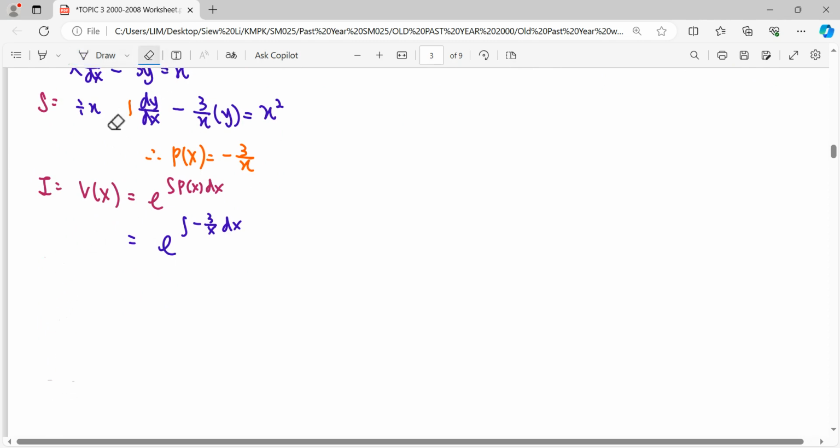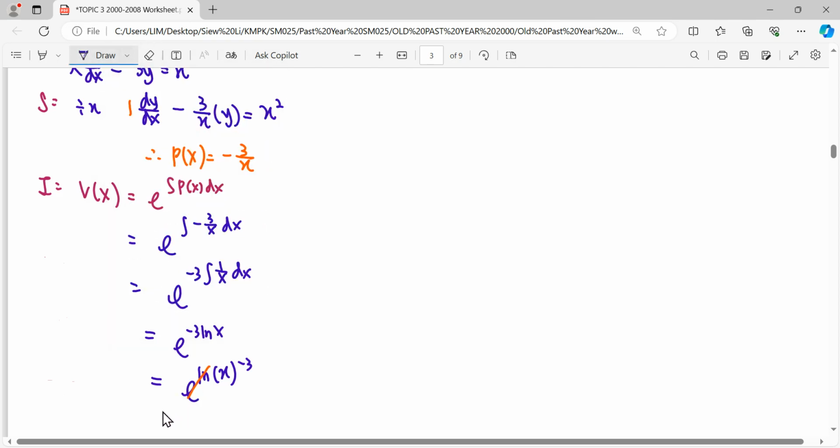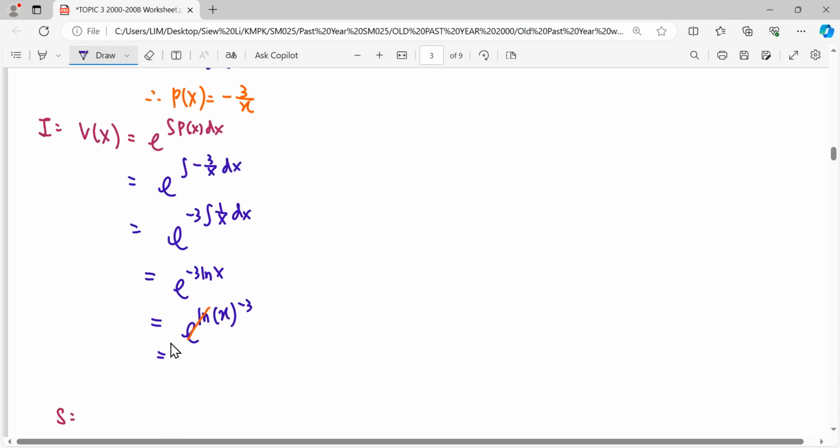Then we factorize out negative 3, so we integrate 1 over x, which is ln x. When we see e to the power in terms of ln, we can still simplify by using the properties of the log. The 3 we move up to become a power, which is x to the power of negative 3, where e and ln cancel each other, so that we remain with x to the power of negative 3, meaning 1 over x cubed.